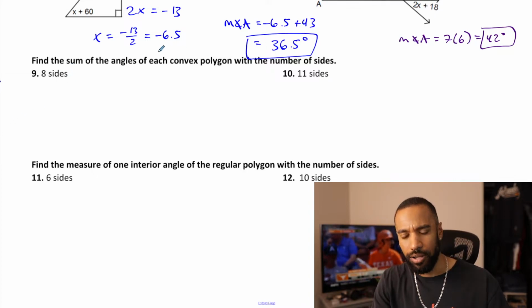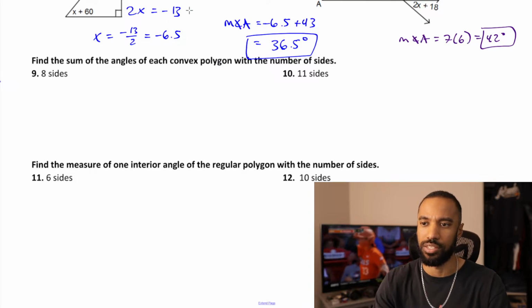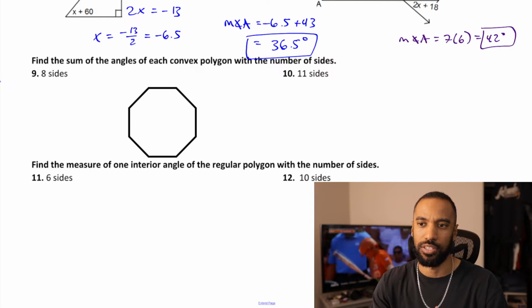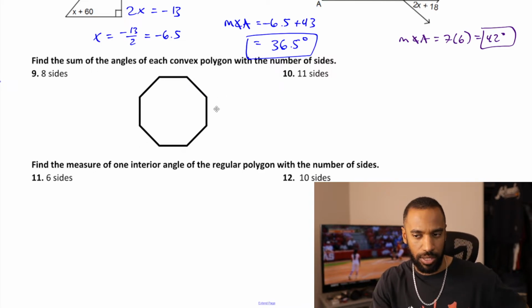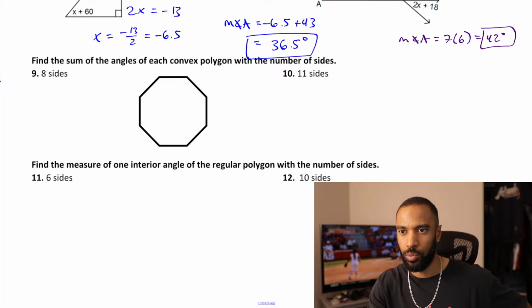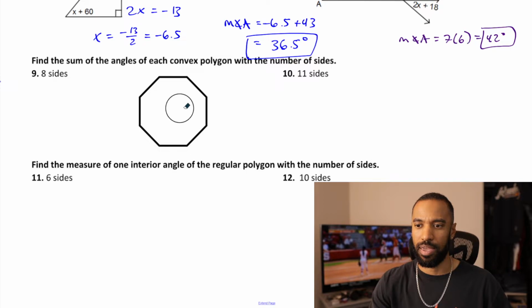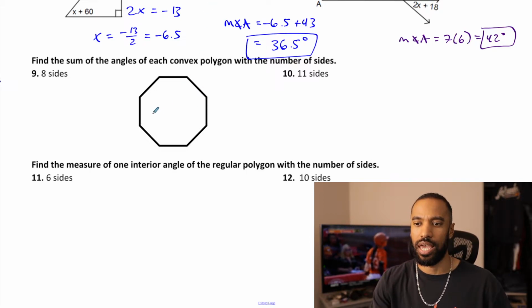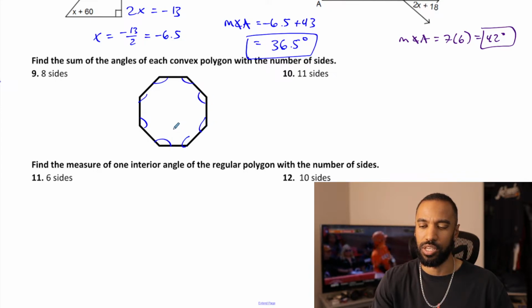We have things with polygons here. Find the sum of the angles of each convex polygon with the number of sides. So if I have an 8-sided polygon such as this one, like an octagon. By the way, it doesn't have to be a regular polygon, meaning it doesn't have to have all equal sides and angles. But, you know, we have one right here. Stop sign, right? Or the octagon, little MMA fans, things like that. If you have this right here, what they're asking you to do is say, what does this plus this plus this plus this plus this plus this plus this equal?